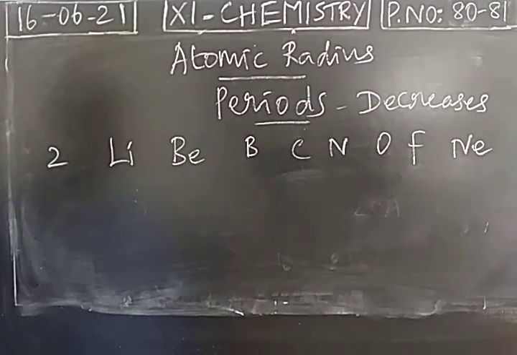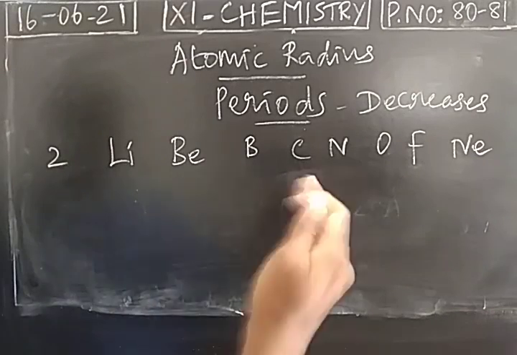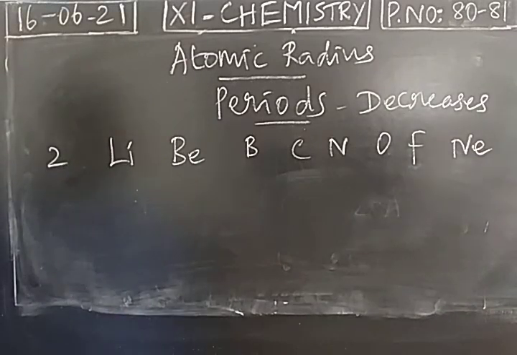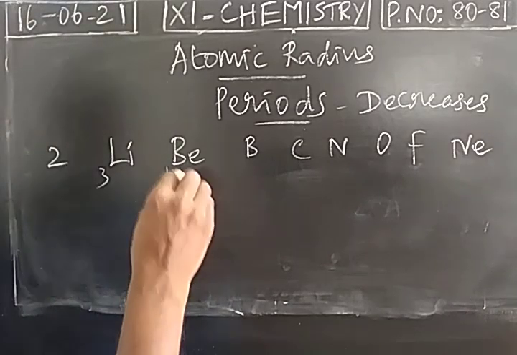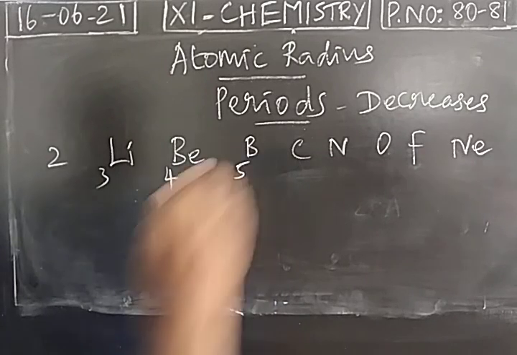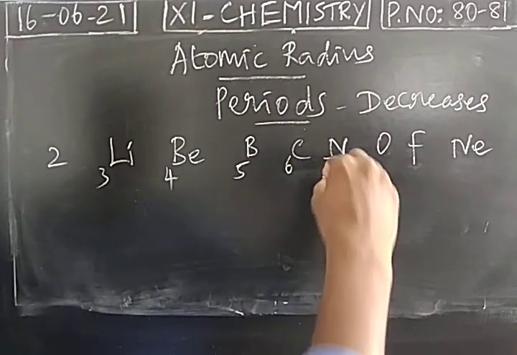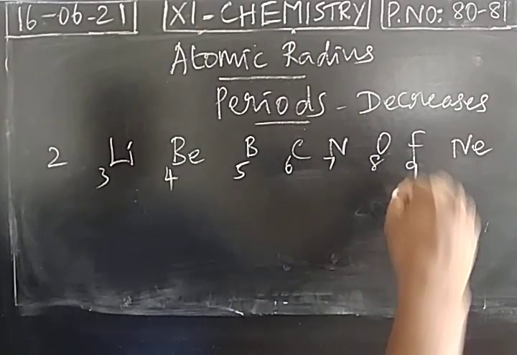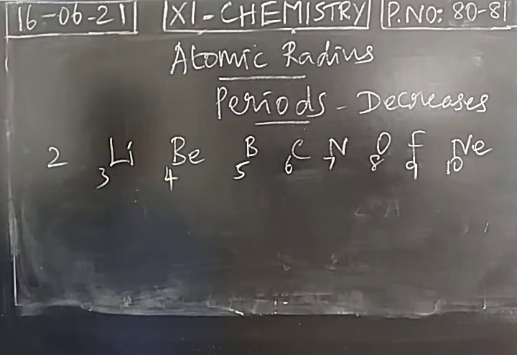What is the reason for that? When we move from left to right, atomic number is increased by 1. What is the atomic number of lithium? 3. Then for beryllium, 4. Boron, 5. Carbon, 6. Nitrogen, 7. Oxygen, 8. Fluorine, 9. Neon, 10. So when we move from left to right in the period, gradually atomic number is increased by the value 1.